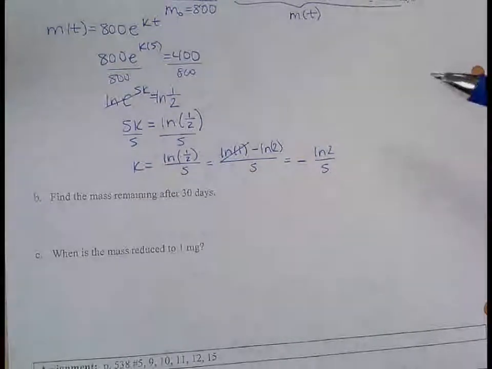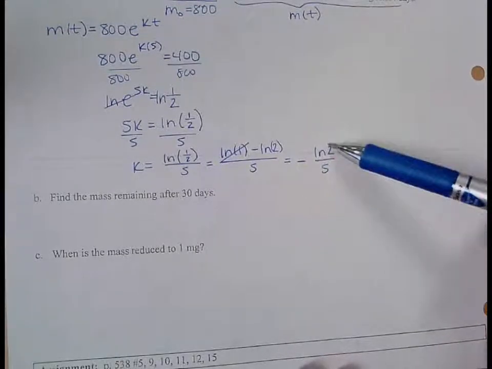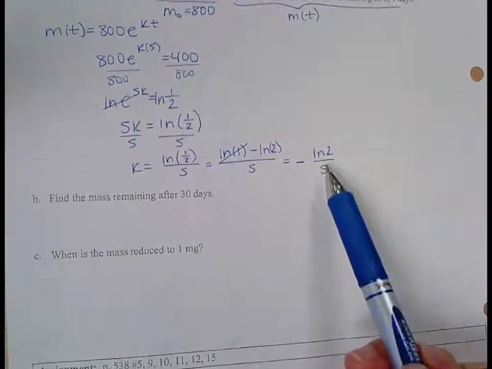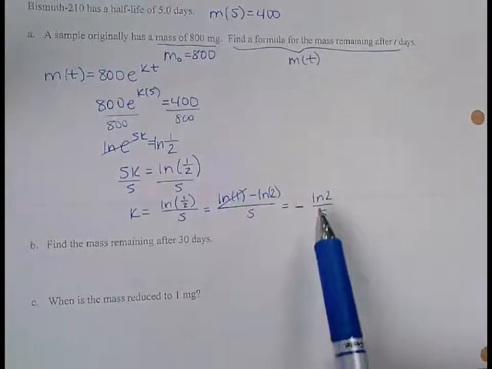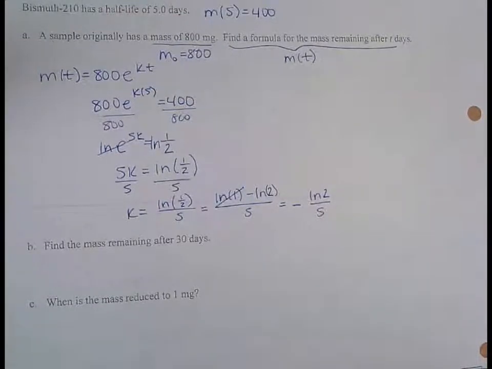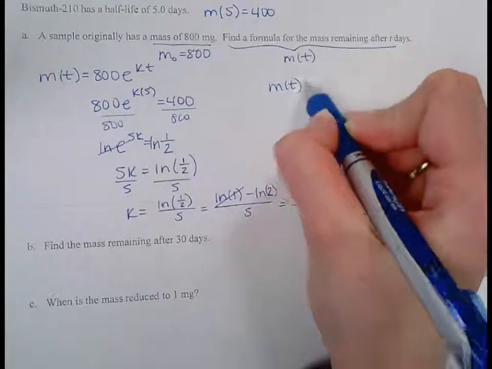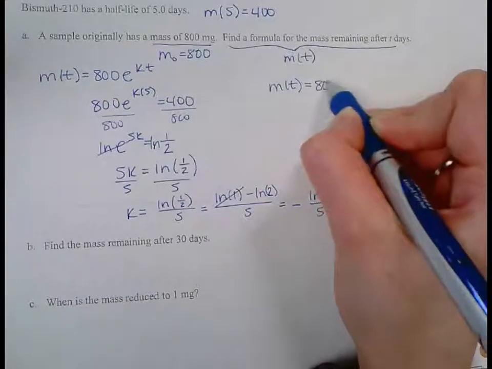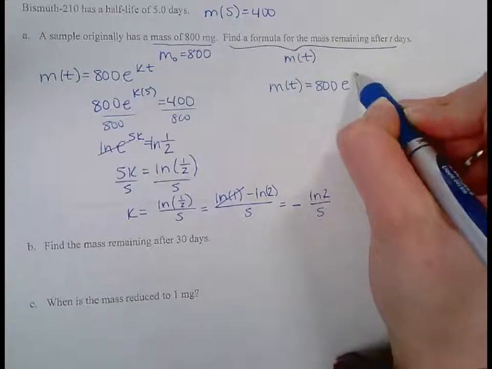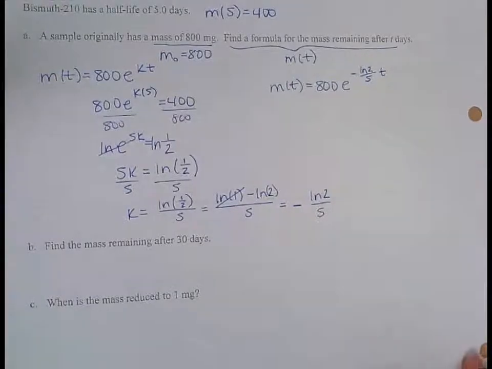Okay? So I'm going to show you this. I'm going to leave k written this way. So now if I substitute, because my answer is the actual equation, I'm going to substitute this value in for k. And I'll show you some different ways to actually write the solution. So we have m of t is equal to 800 times e to the negative natural log of 2 over 5 times t. This would be one way to write the solution to this problem.